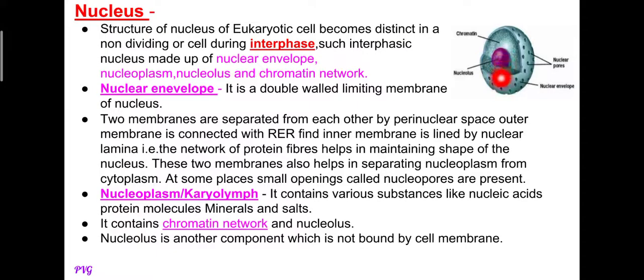nucleolus and chromatin network. So this is how we have to look at its structure, but look at its contents. First, the nuclear envelope. It is the double membrane or double walled limiting membrane of the nucleus, and the two membranes are separated from each other by the perinuclear space. The outer membrane is connected with the endoplasmic reticulum and the inner membrane is lined by the nuclear lamina. That is a network of protein fibers that helps in maintaining the shape of the nucleus. Then nucleoplasm or karyolymph. It contains various substances.